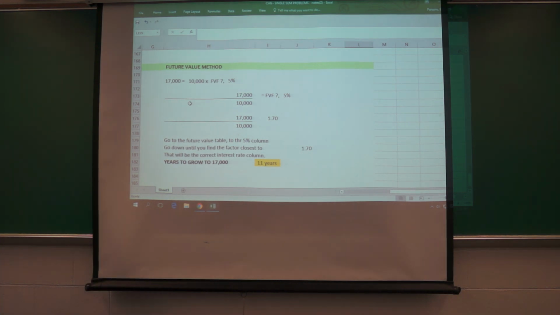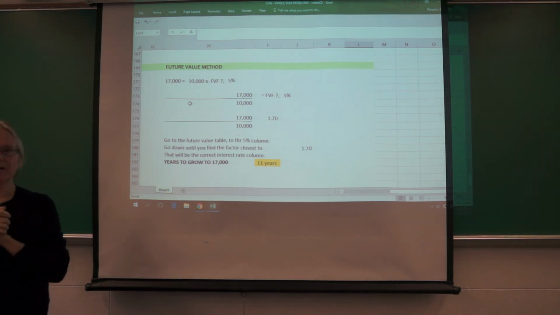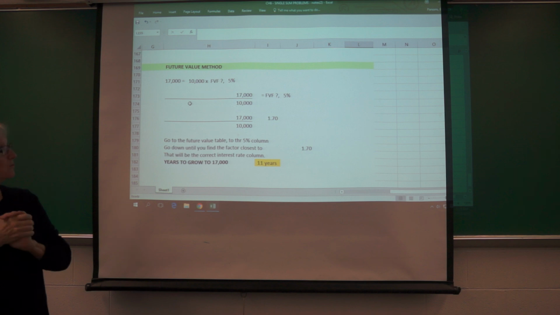So you'd have to do a few of those just to get used to them. And so I think we'll move on next to see how these problems work, or how the tables work with annuities.